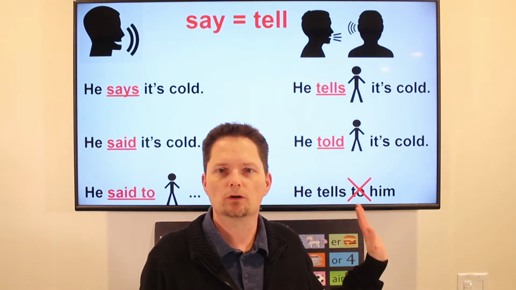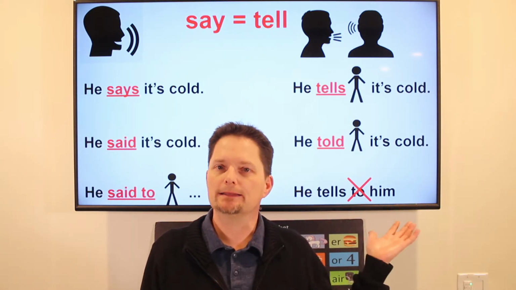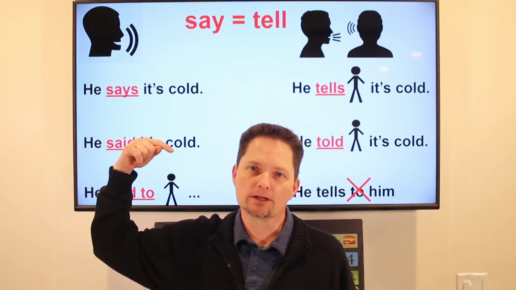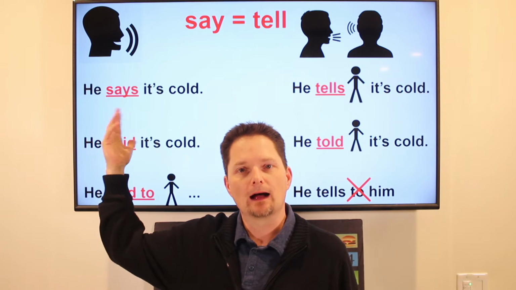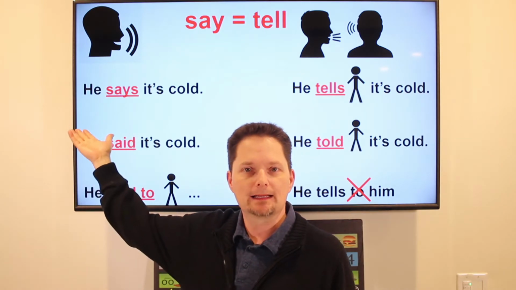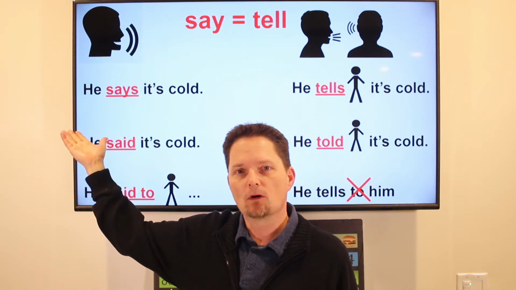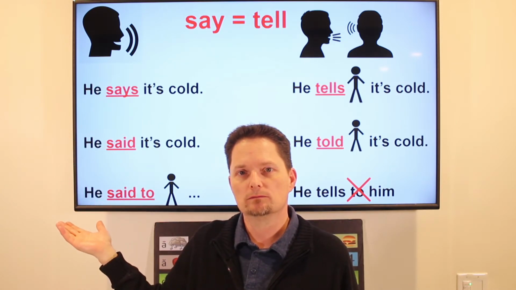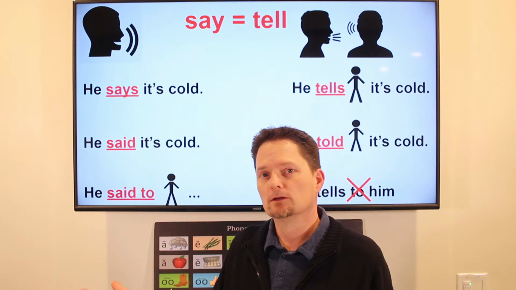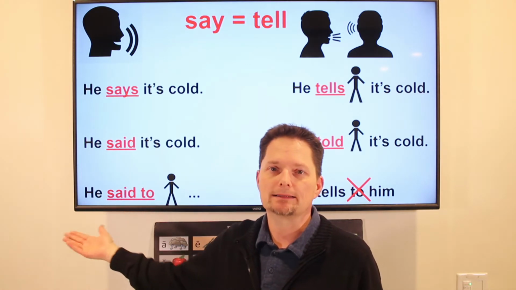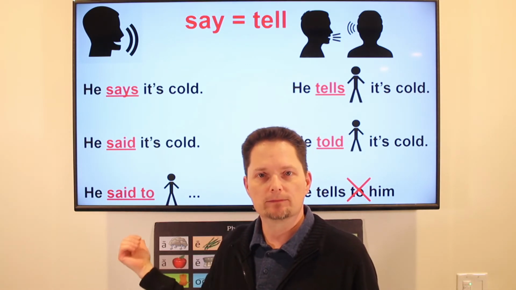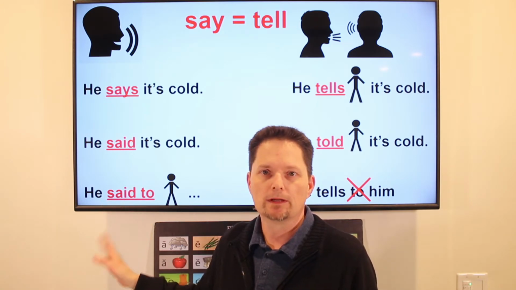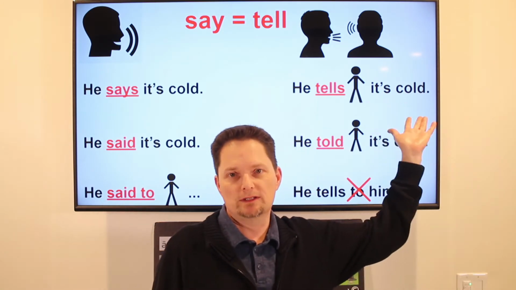No "to." No "tells to." Only "he tells him." With say, we don't have another person. Only "I say" or "he says." He says it's cold. In the past, he said it's cold. Now, it's correct to use "to." He said to me. He said to him. But it's not common. Don't use it. If you have another person, use tell.